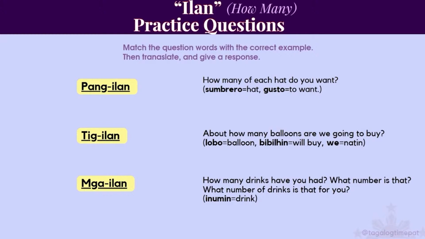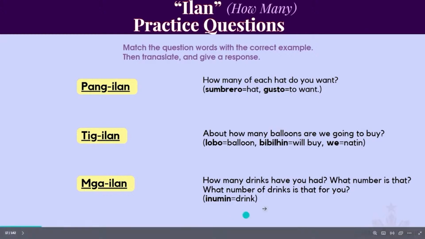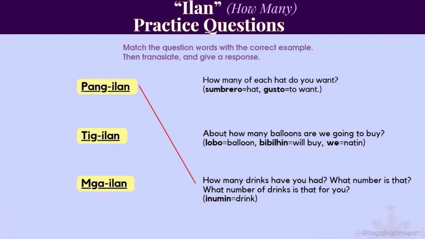Okay, welcome back. Let's see. This is what the answers would be. Pang ilan goes with this question. How many drinks have you had? What number is that? What number of drinks is that for you? So it's asking about the order of your drinks and basically where you are in your line of drinks. Tig ilan would be how many of each hat do you want?